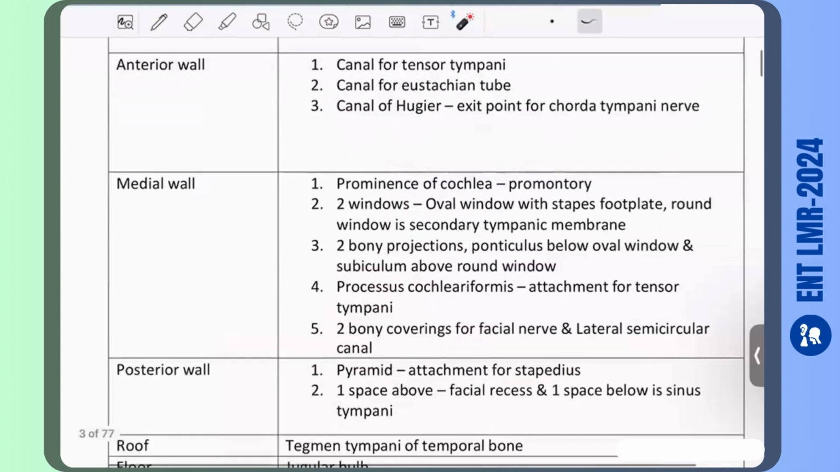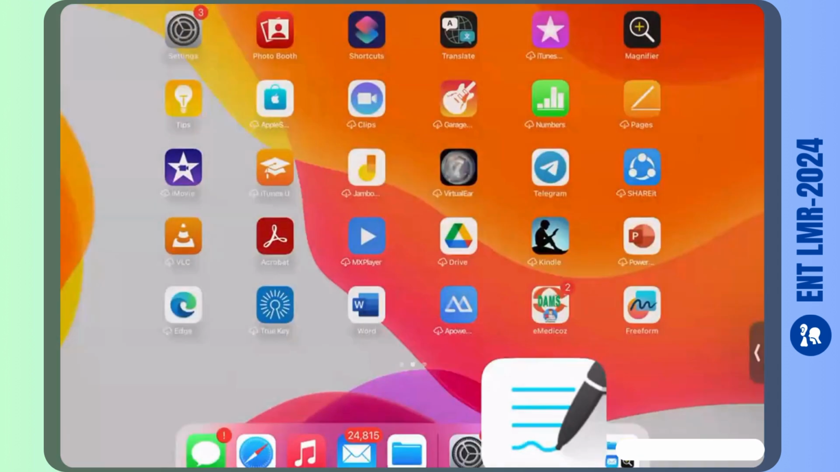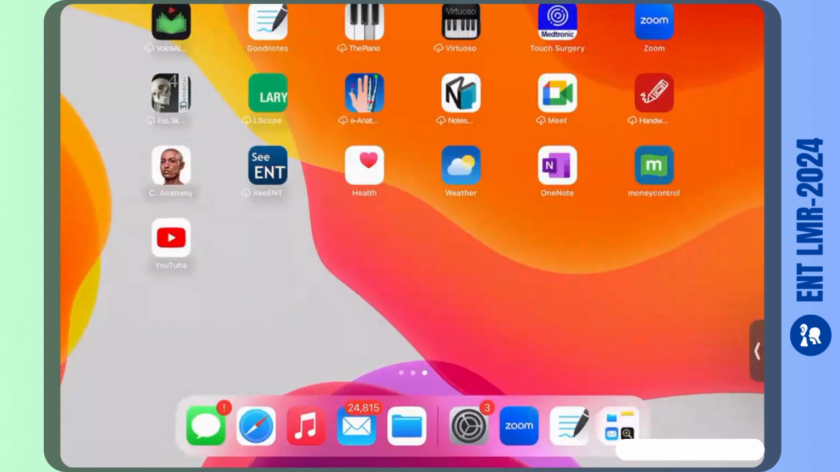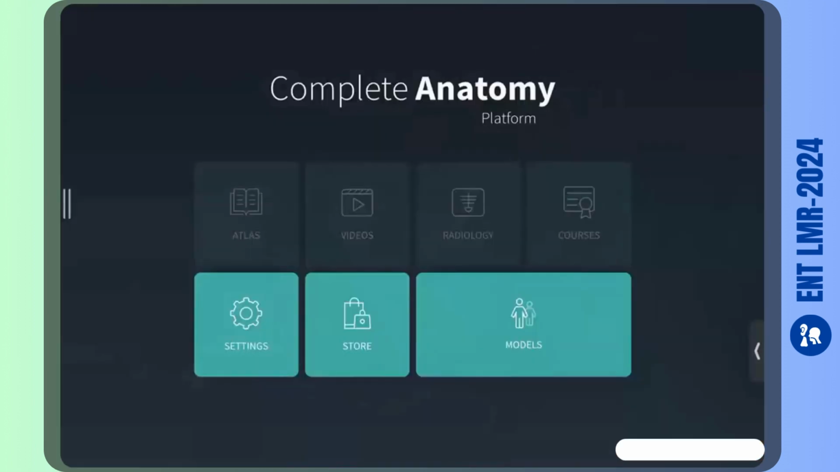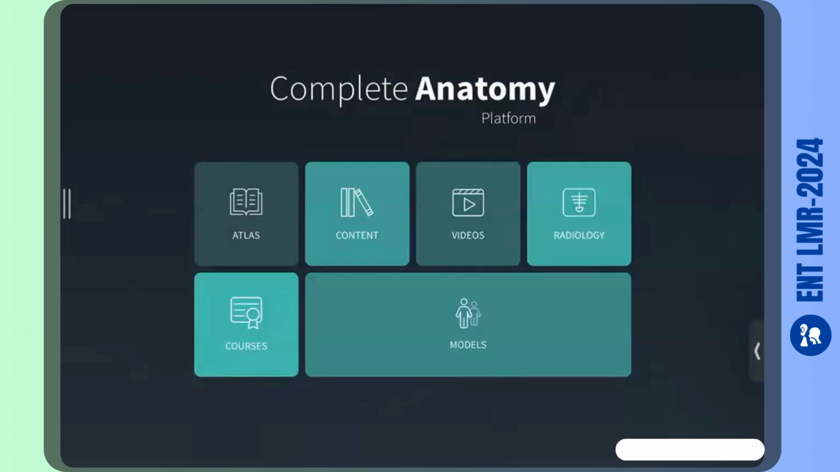Medial wall has the prominence of cochlea, 2 windows, 2 bony projections, processus cochleariformis, and 2 bony coverings for facial nerve. Okay, so this one is very important. So let me show you some 3-dimensional anatomy for better understanding. So look at this anatomy. Medial wall of middle ear, as I told you already, you will have promontory, 2 windows, oval window, round window, 2 bony projections, subiculum and ponticulus.